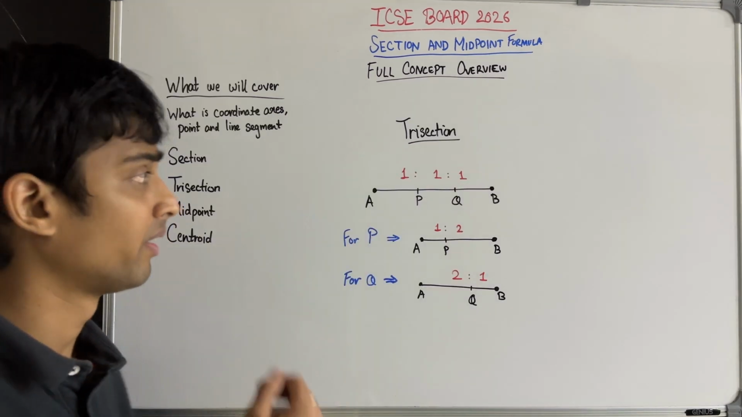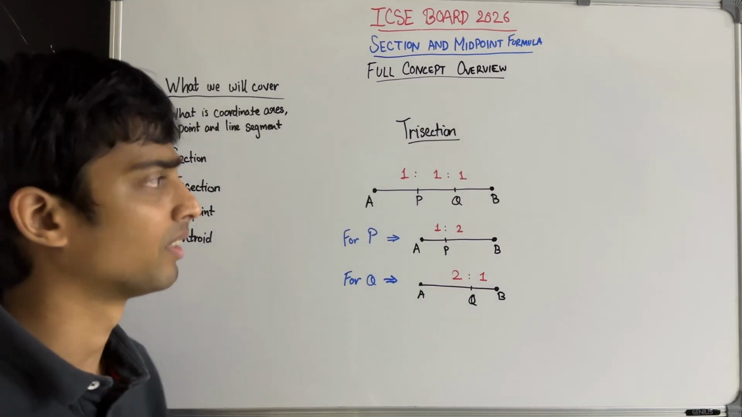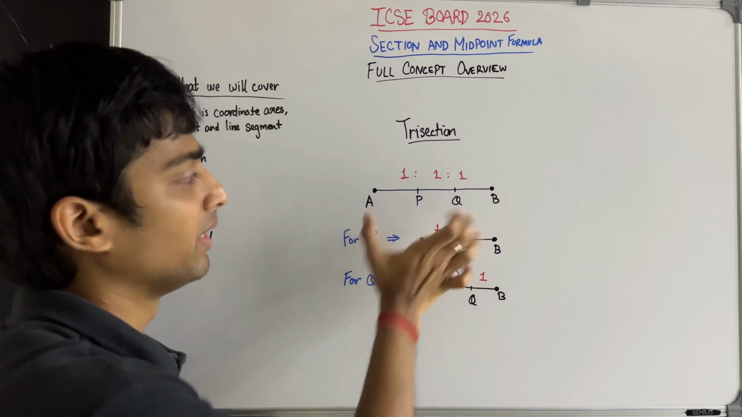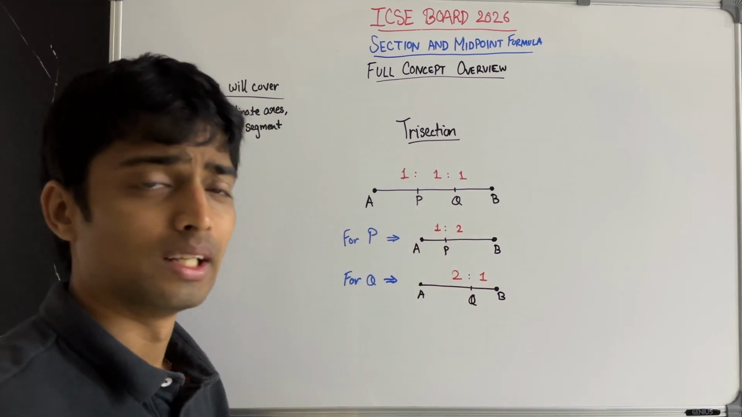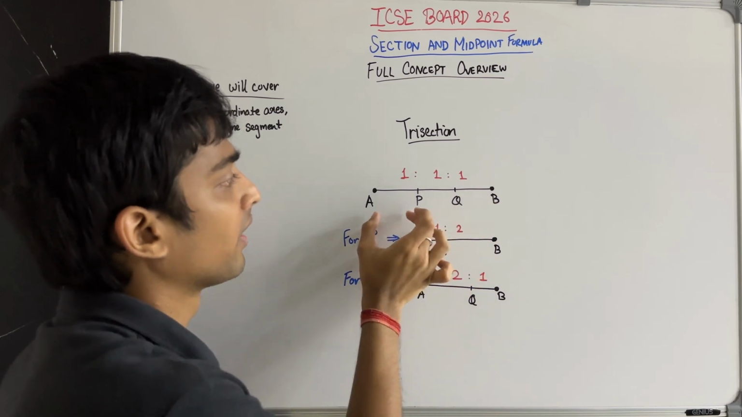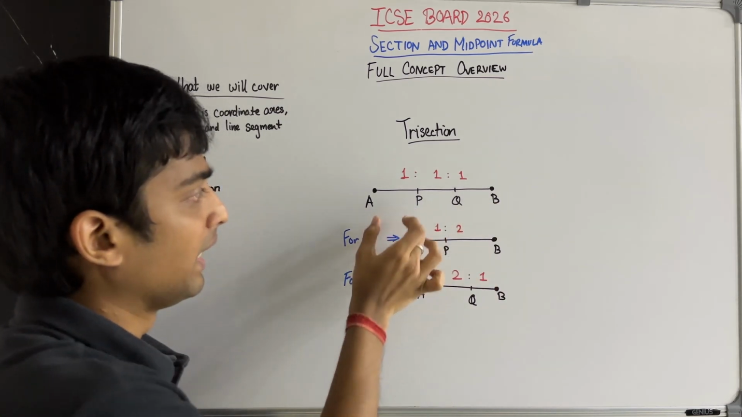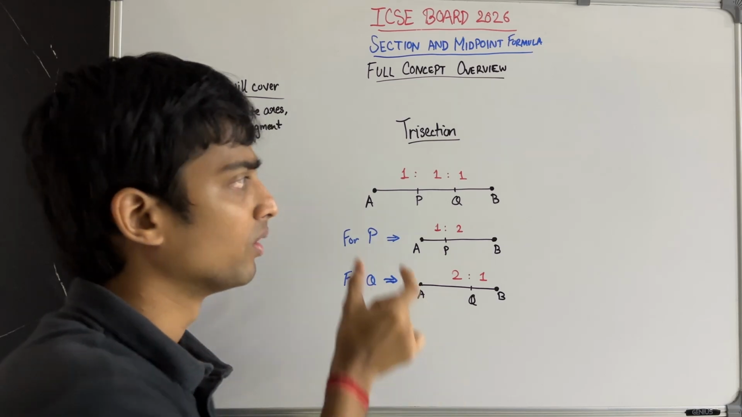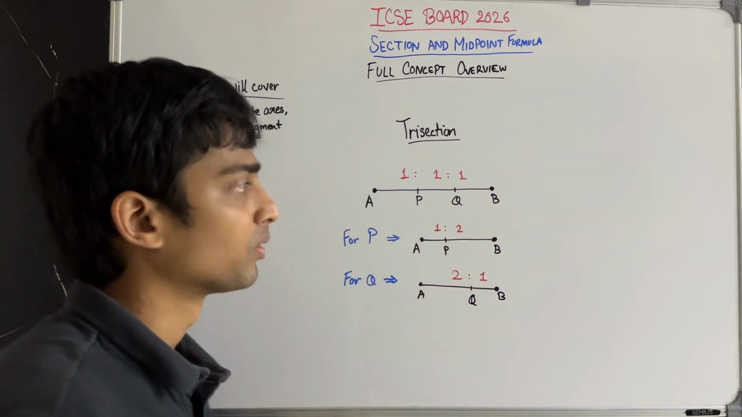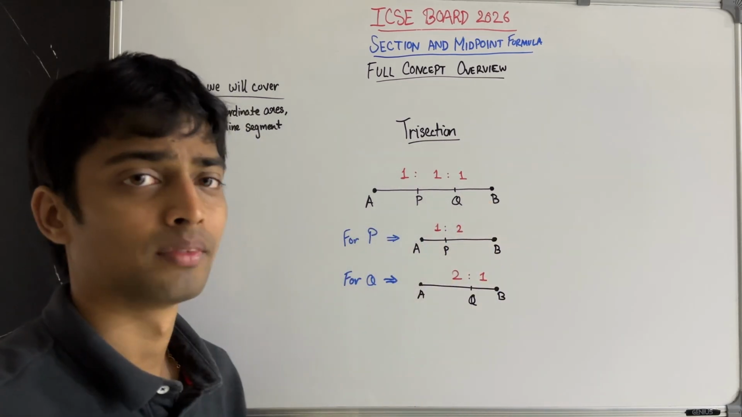Let's move on to the next part, trisection. What is trisection? So we have this line AB and there are 2 points now, P and Q. They lie on the line such that there are 3 equal parts made. So AP is one part, PQ is another part, QB is another part. So all the 3 lengths are equal. So the ratio will be 1:1:1 of the lengths.